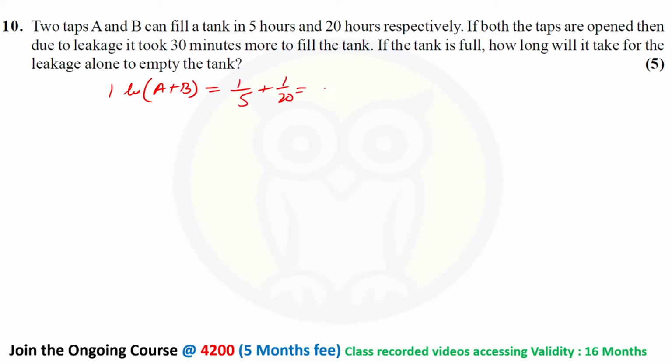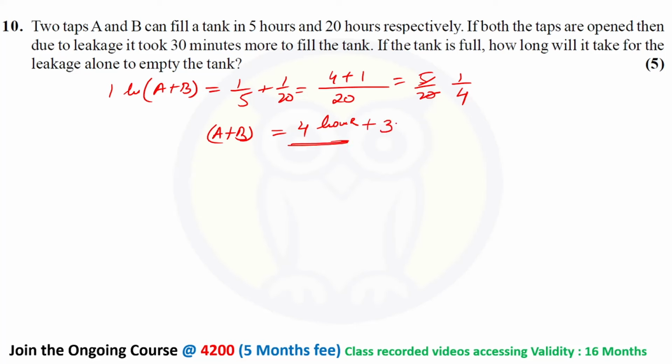It means that A and B together take exactly 4 hours to fill the tank. If both the taps are open, then due to leakage it took 30 minutes more, so 4.5 hours to complete filling, which is 9 by 2 hours.